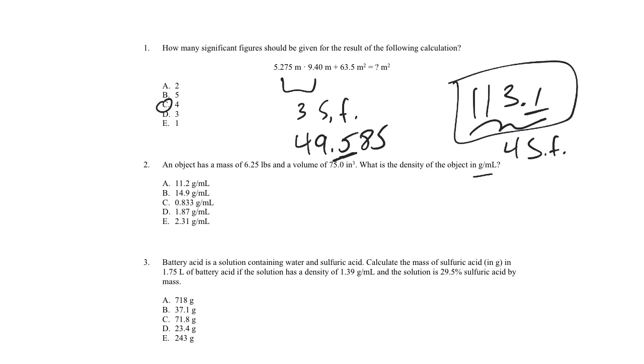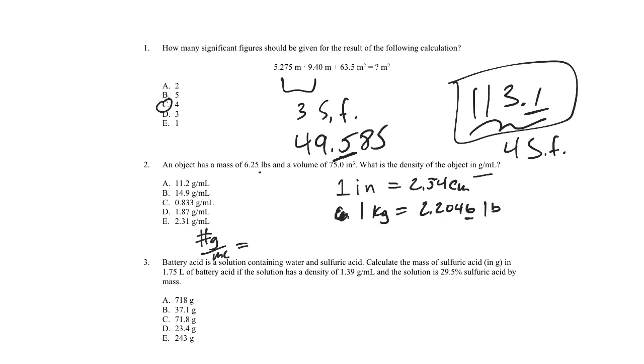The key conversions I'm going to use here is that 1 inch is 2.54 centimeters, and 1 kilogram is equal to 2.2046 pounds. There's some extra digits given. I think 5 is plenty. So you can round some of the conversion factors, looking at the sig figs in the problem, to whatever's appropriate. Okay, so our number of grams per mL, what we're looking for.